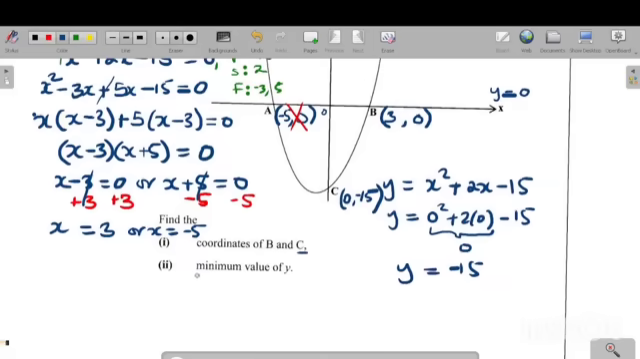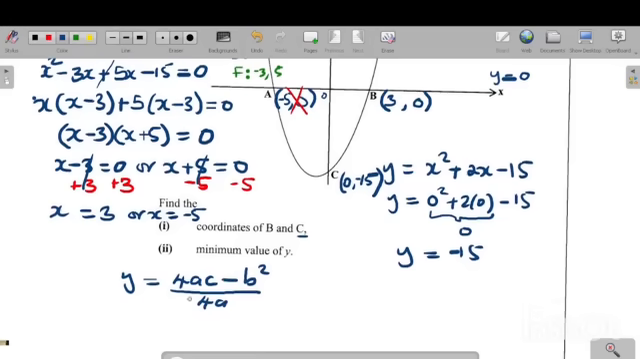The last part of this question, they want us to find the minimum value of y. So the minimum value of y is given by y is equal to 4ac minus b squared over 4a. So please, you need to keep this formula. It's very useful. Okay, so this is the formula for finding the minimum value of y.